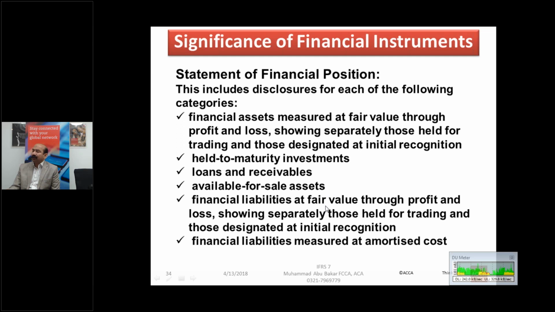disclosure for each of the following categories. Financial assets measured at fair value through profit or loss, showing separately those held for trading and those designated at initial recognition. Held to maturity investments, loans and receivables, available for sale assets. Financial liabilities at fair value through profit and loss, showing separately those held for trading and those designated at initial recognition. Financial liabilities measured at amortized cost.